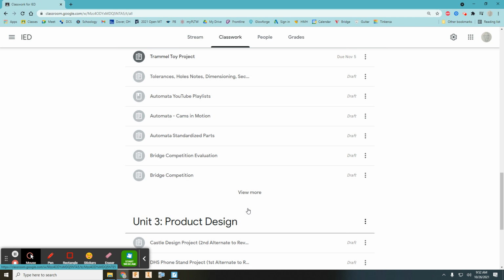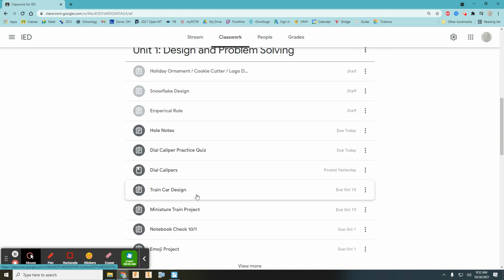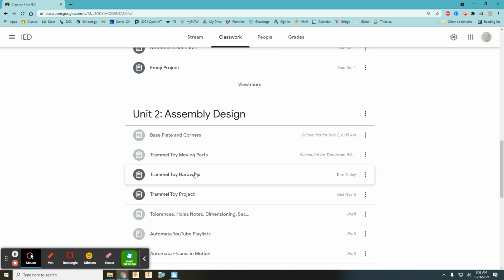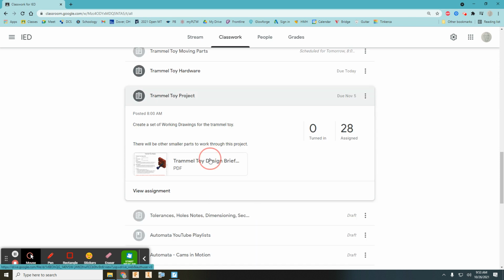We did some assembly, but we did what was called bottom-up assembly. We built every component in the train and then put it together. Assembly design is getting towards top-down, where you can build the parts in the assembly. So that actually saves a lot of time and a lot of effort and allows us to get it correct a lot faster. So if we look at the Trammel toy project, let's look at the design brief.